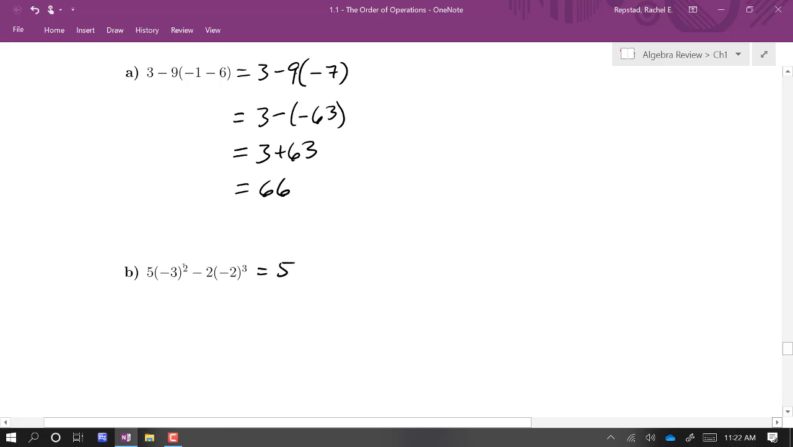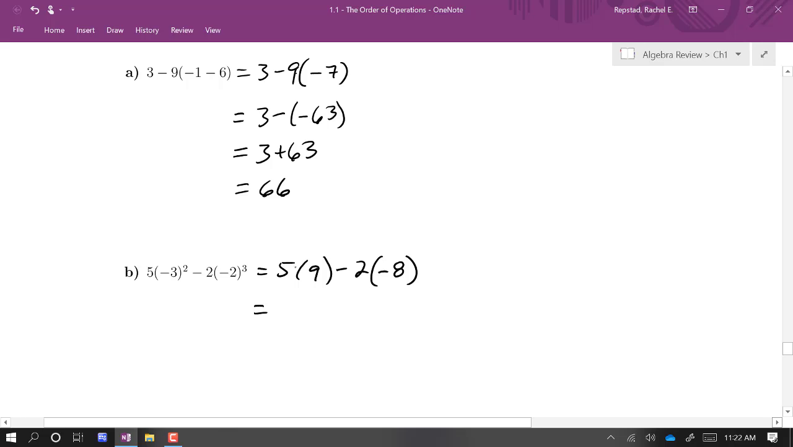-3 squared will be a positive 9, and -2 cubed, let's see, that's an odd power, so it'll be a negative. 2 cubed is 8, -8. Exponents are taken care of.